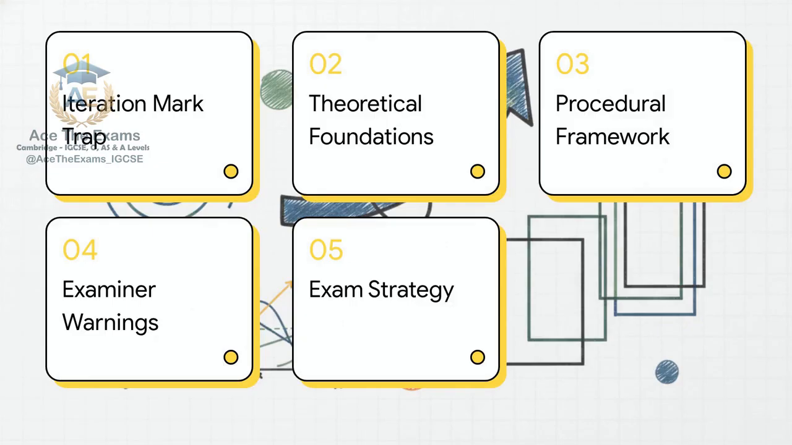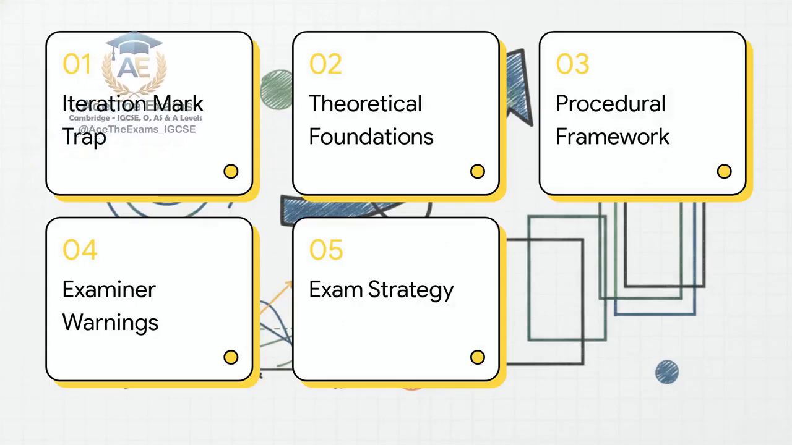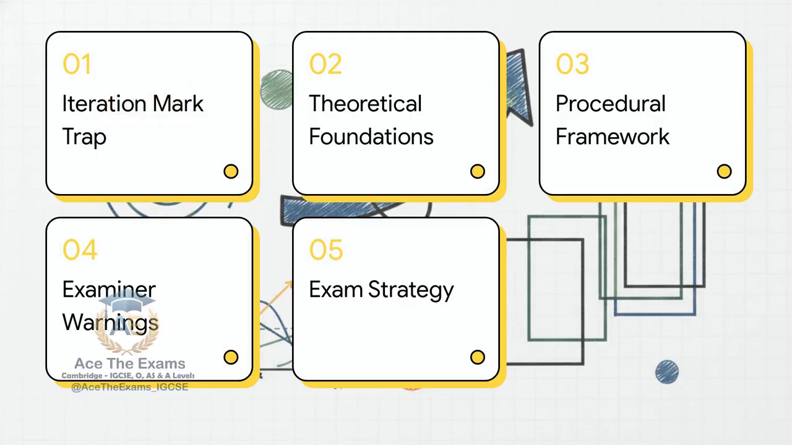To pull this off, we need a highly organized step-by-step approach. Here is our masterclass syllabus for the heist. First, we'll dissect the iteration mark trap. That's the security system most students trip over. Second, we'll build the core theoretical foundations. Third, we'll map out the procedural framework, your exact step-by-step route. Fourth, we'll review critical examiner warnings so you know where the traps are hidden. And finally, we'll execute the evaluation and exam strategy.